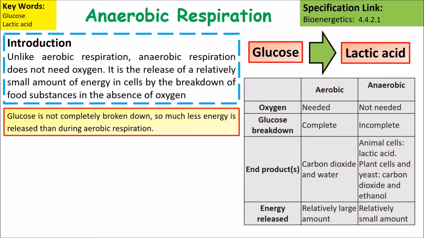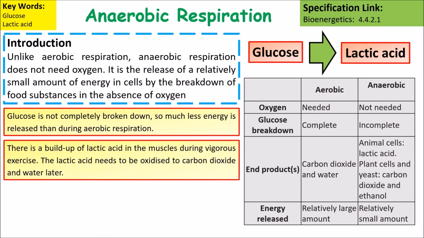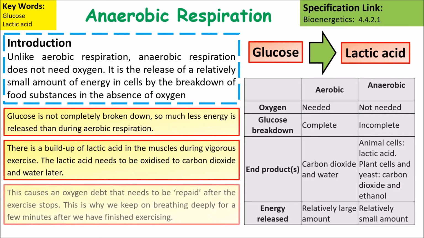Glucose is not completely broken down, so much less energy is released than in aerobic respiration. There is a buildup of lactic acid in muscles during vigorous exercise, and the lactic acid needs to be oxidized to carbon dioxide and water later. This causes an oxygen debt that needs to be repaid after the exercise stops. This is why we carry on breathing deeply after we've finished exercising.